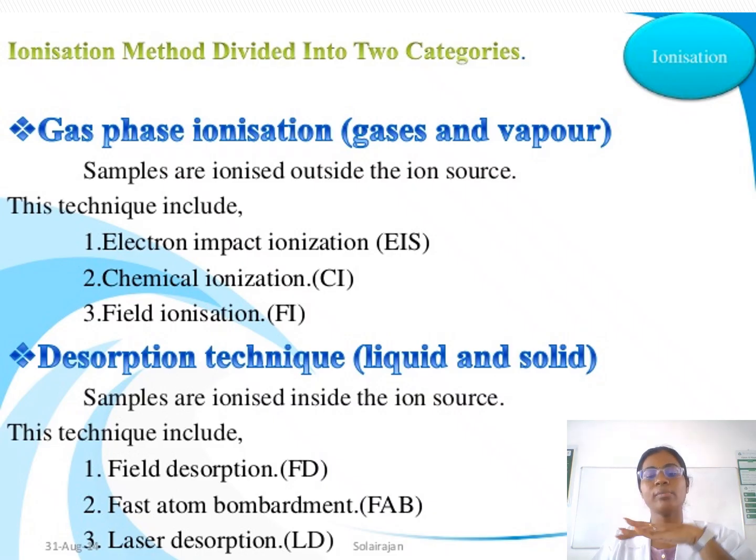The ionization methods are divided into two categories. The first one is gas phase ionization, used in case of gas and vapor samples. So for gas and vapor samples, we choose gas phase ionization. There are three types of ionization technique used in a mass spectrometer: electron impact ionization, chemical ionization, and field ionization.